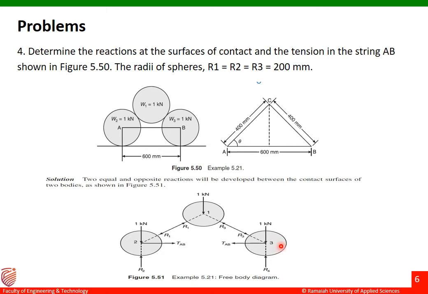Fine, let's go to sphere 3. We have the weight of the sphere coming downwards, the reaction going upwards, the reaction coming from sphere 1 taken as R3 here, and then the tension in string AB taken here. So this is the free body diagram of the entire figure. Let us apply Lami's theorem and the equations of equilibrium to find the reactions at all these contact surfaces and the tension in string AB.